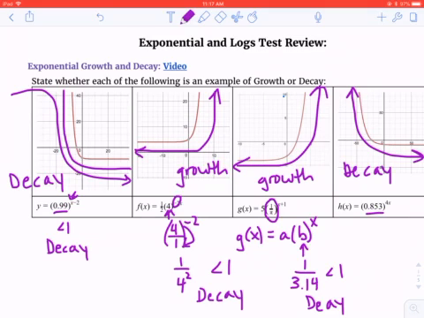And then in the last example, we have 0.853, so that would also be decay because it's just less than 1.